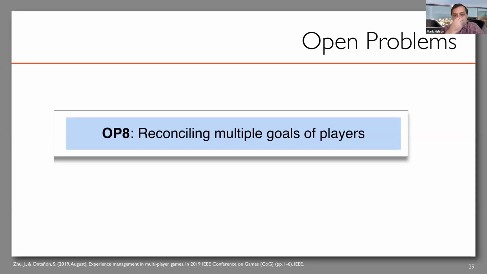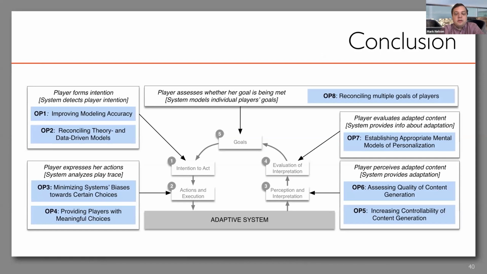Our research group has recently started working on an experience manager for multiplayer games. But a lot more research is needed to turn the current individualistic way of thinking about personalization into a more community-based approach. In conclusion, we developed a player-centric framework to map current research in adaptive games.